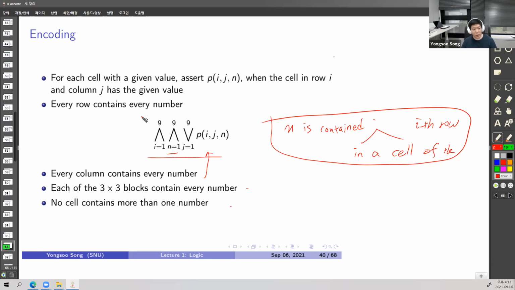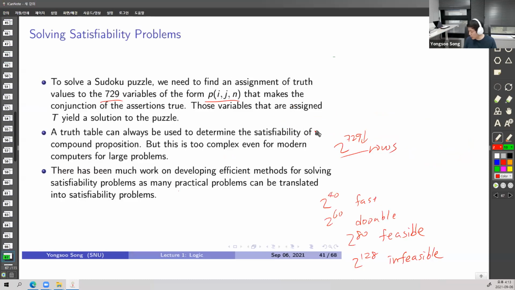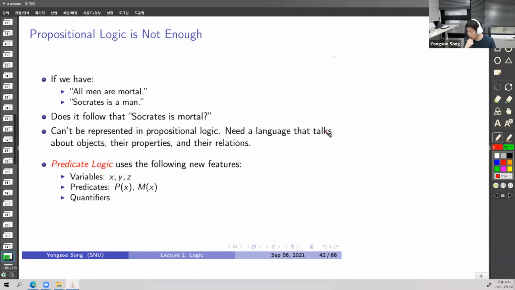And what I tried to express here was that n is contained in a cell of the ice law, which is represented by this OR operation, and that should be iterated from n equals 1 to 9. Okay, thank you for asking.